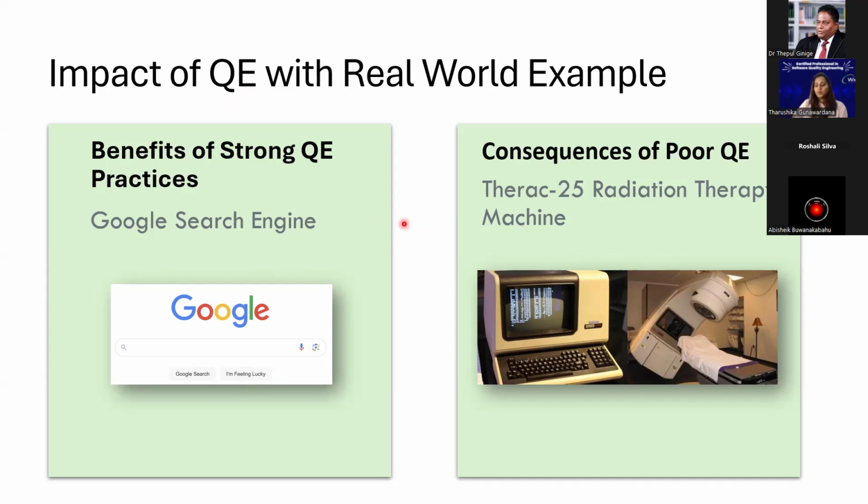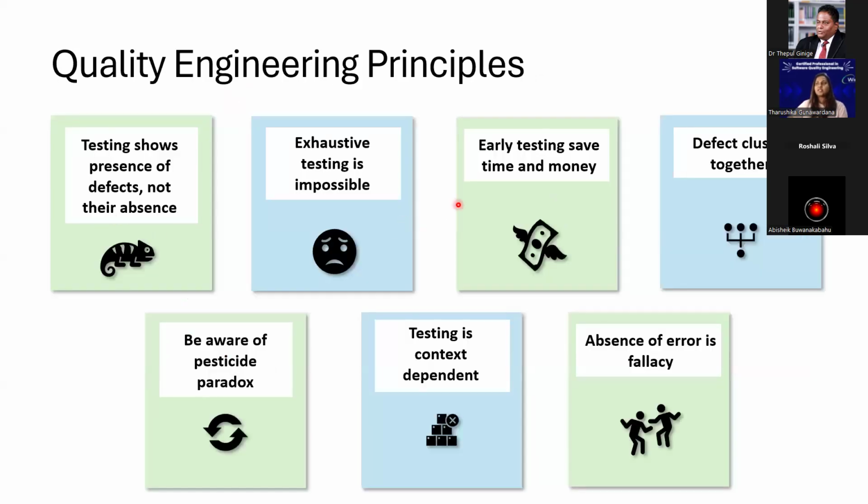Okay, so now we will discuss quality engineering principles. These quality engineering principles I have taken, as I have mentioned before, from the ISTQB syllabus, right? As per the ISTQB syllabus, there are 7 quality engineering principles. The first one is testing shows presence of defects, not their absence. That means when we are doing testing, it will show if there is a defect.